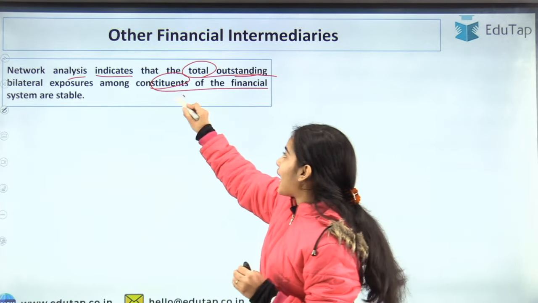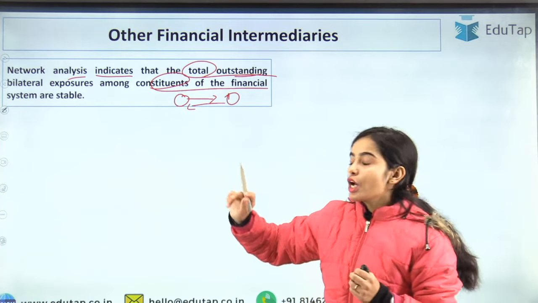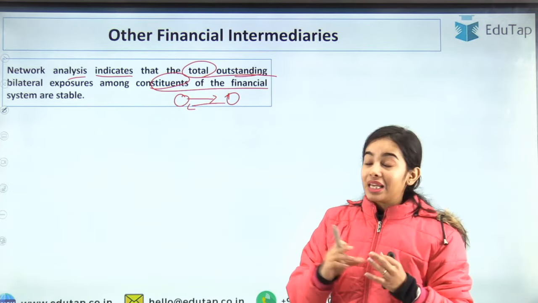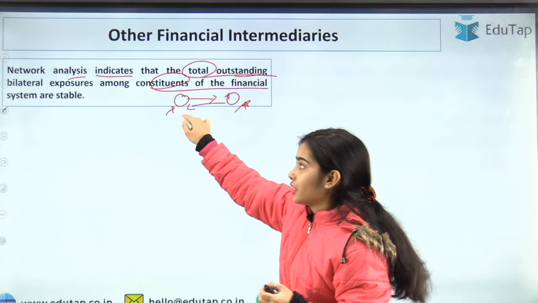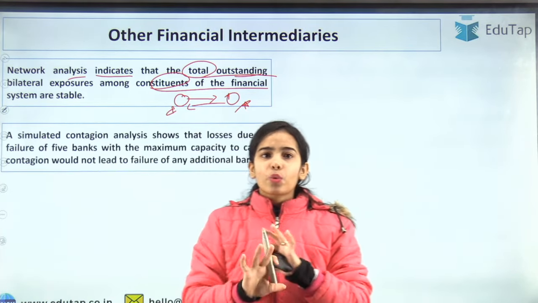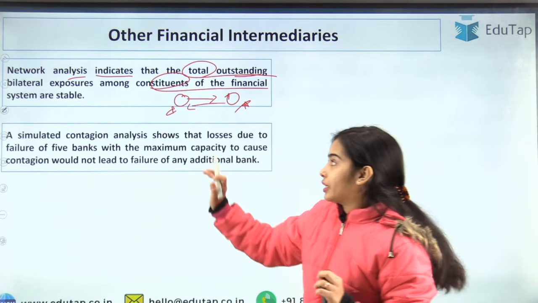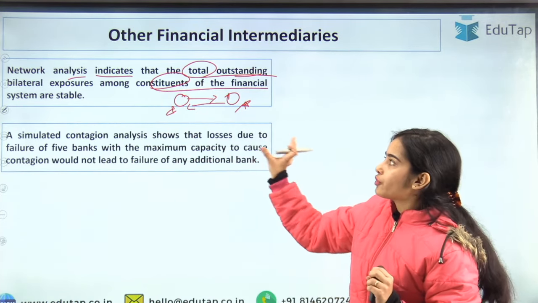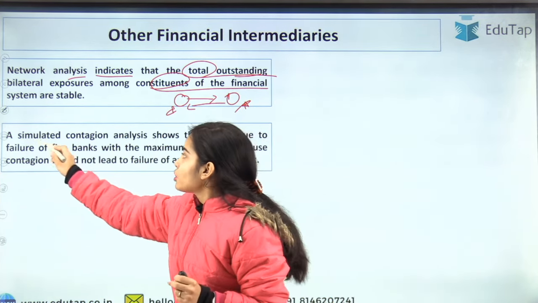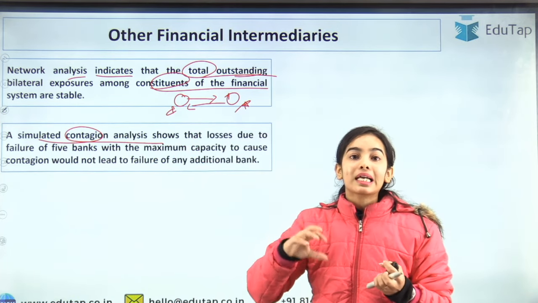That means if a bank is giving a loan to the NBFC, or the NBFC is giving a loan to this bank, the bilateral exposure, the loans that are happening, are they stable or not? Is this NBFC going to give back the money on time or not? So that is the network analysis that is done. That is quite stable for the Indian economy, for the financial intermediaries of our country. So the network analysis is quite good for the constituents of the financial system. They are stable.